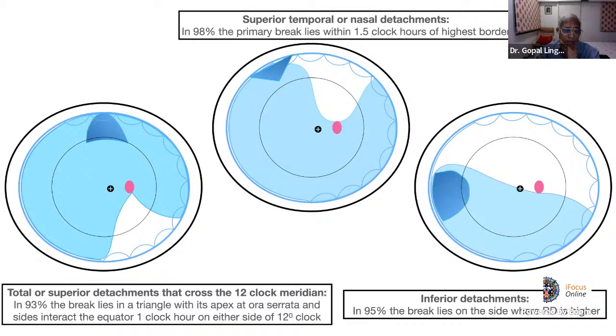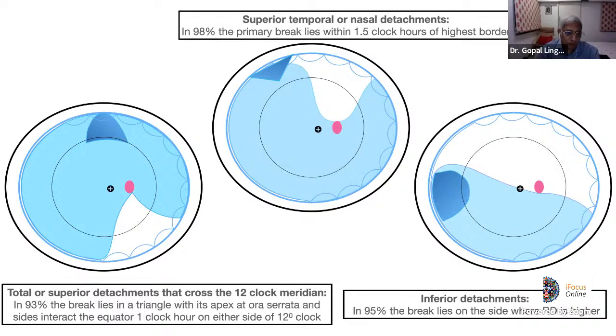So if you have a superior nasal or superior temporal detachment, in 98% of the times, the primary break lies within 1.5 clock hours of the highest border, as shown in the middle drawing.